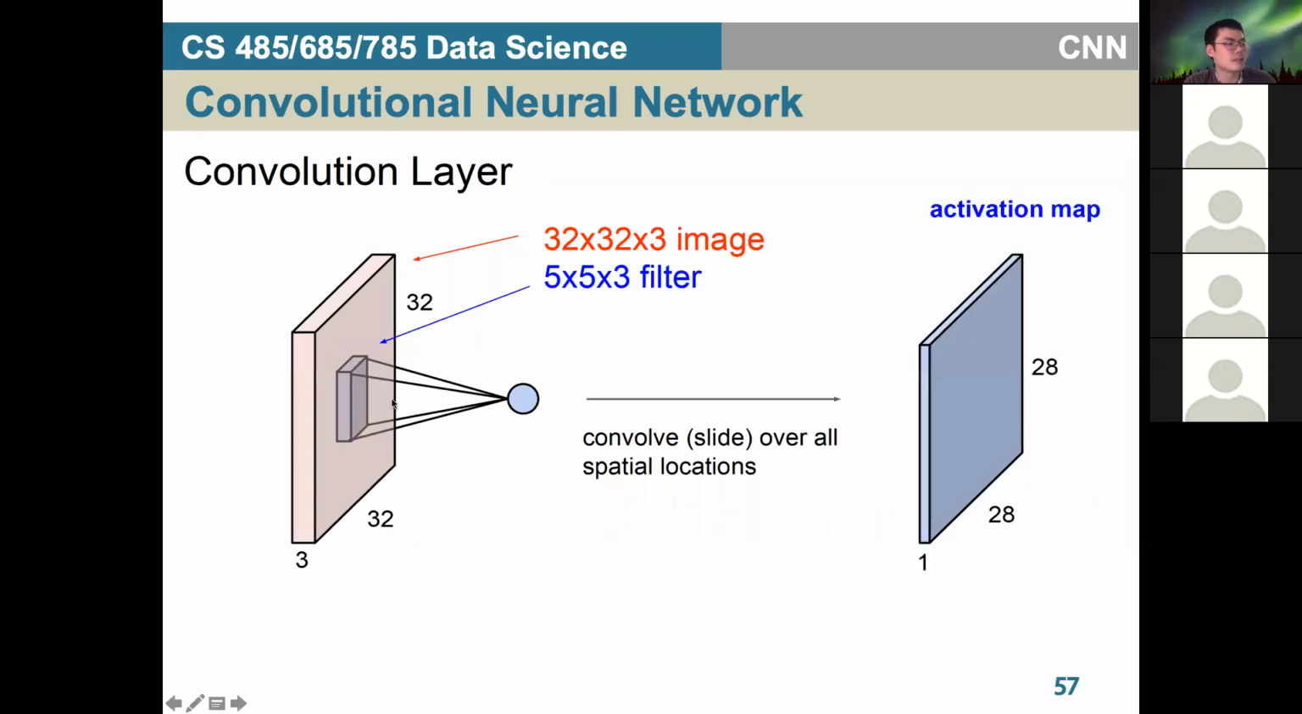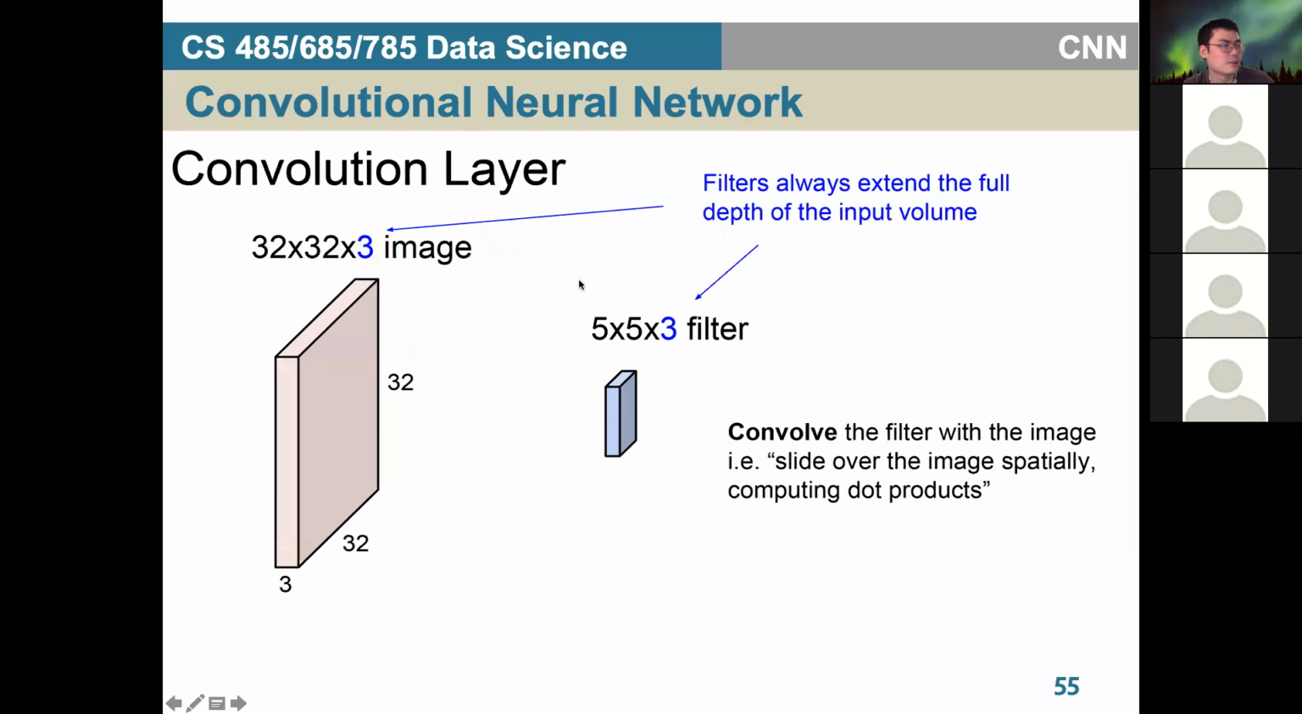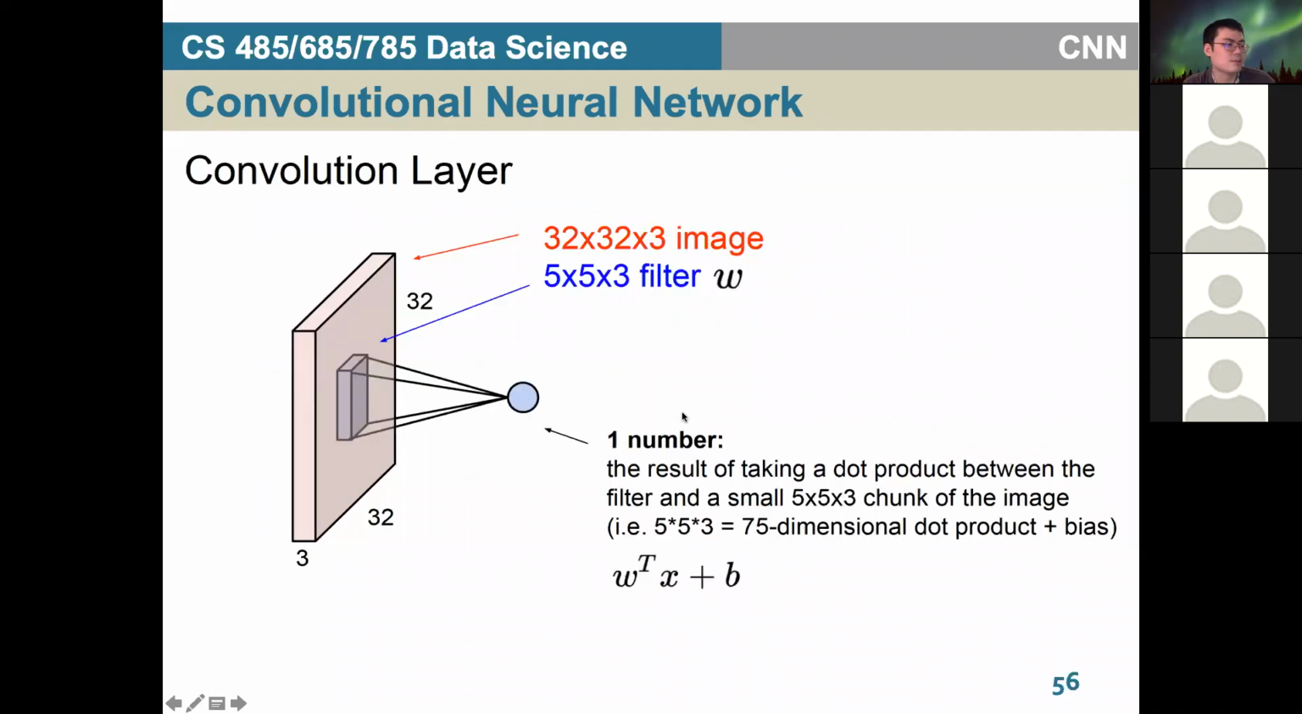So yeah, after you slide, you will get an activation map. But this is the activation map with one layer. Right? This is just one, because you do the inner product along this 3 dimension as well. This 3 dimension is also in the inner product. Okay, so we just get one layer.